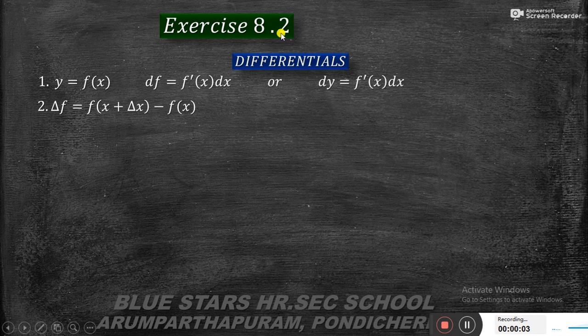So now exercise 8.2, differentials. Now I consider the function y equal to f of x. So df equal to f dash of x dx, or otherwise dy equal to f dash of x into dx. Next, del f means f of x plus del x minus f of x. This is the formula for del f equal to f of x plus del x minus f of x.